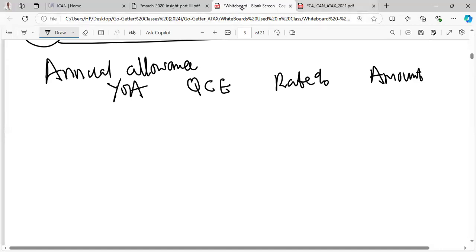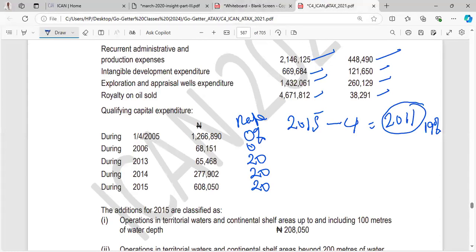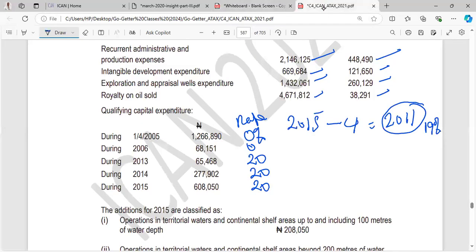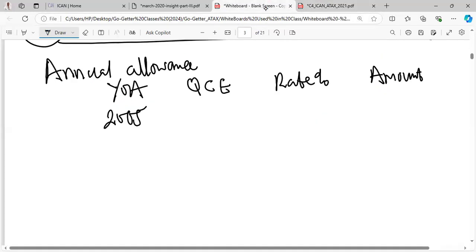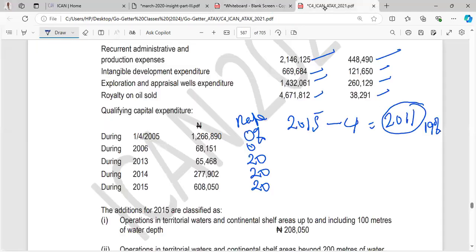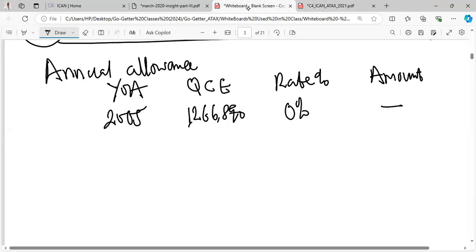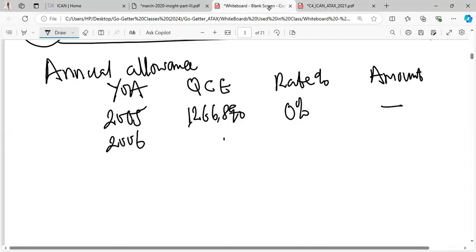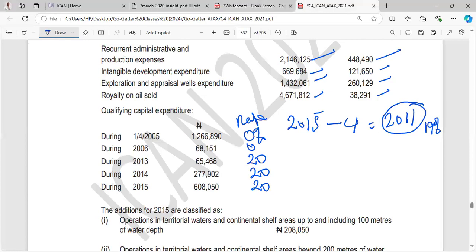All right, so we start with 2005. Qualifying expenditure is 1,266,890. The rate is 0%, dash. The next one is 2006. Qualifying capital expenditure 68,151, dash.